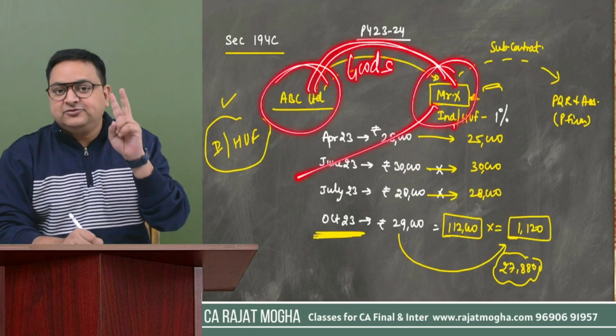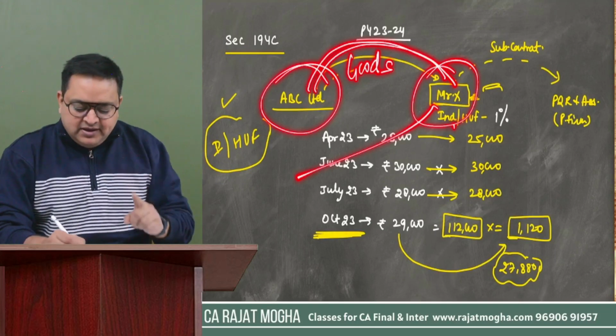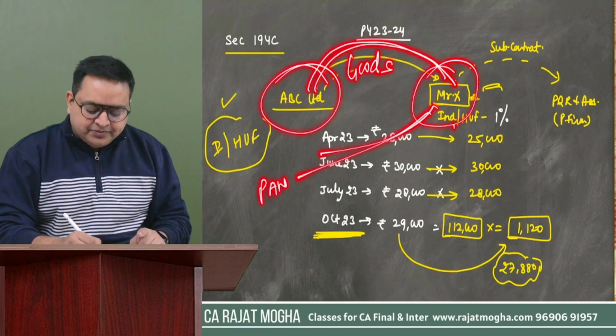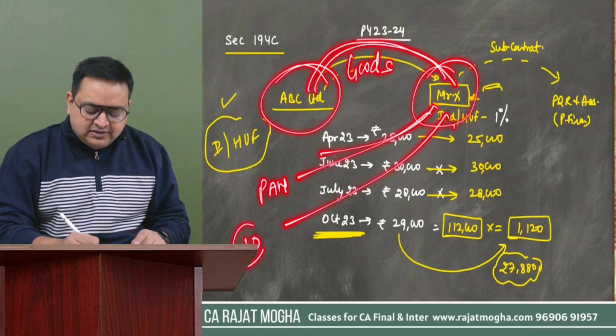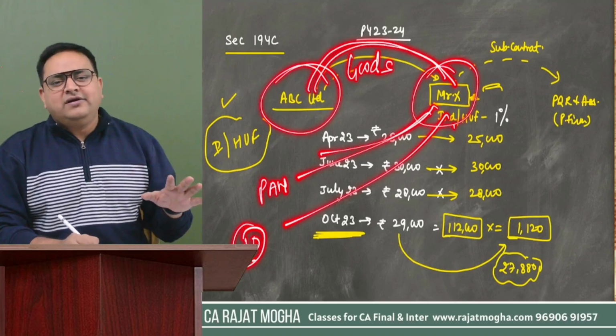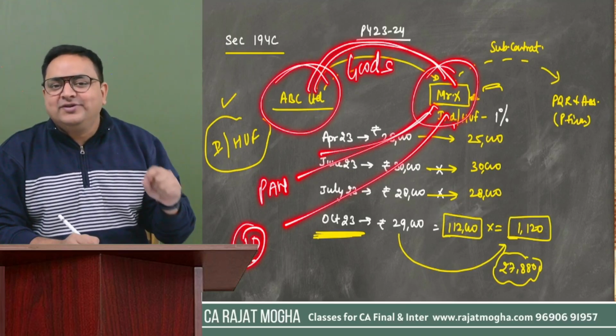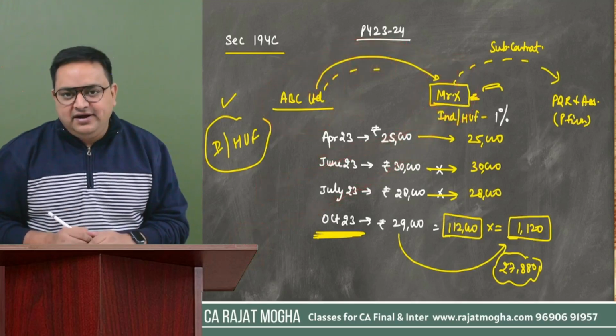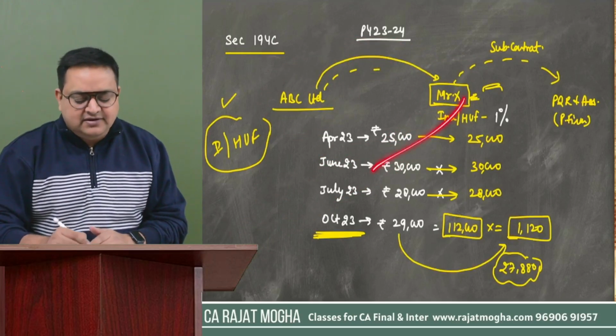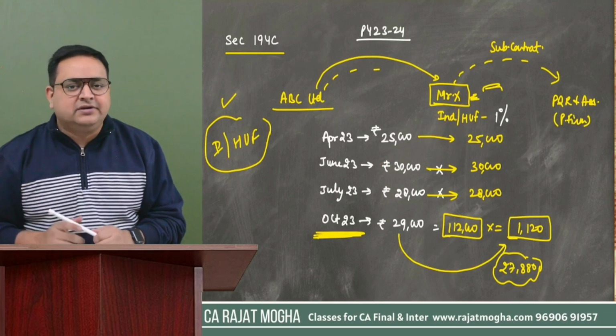So if we have given a contract of goods transportation to someone, and this person furnishes two details. One is the PAN number, and as well he gives us a declaration that anytime during the previous year he is a small transporter, he does not have more than 10 goods vehicles, then in that case we are not going to deduct the TDS. But if he does not give us a declaration, we are going to deduct the TDS.